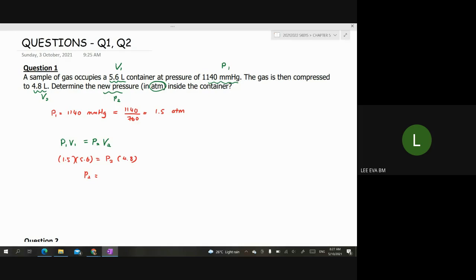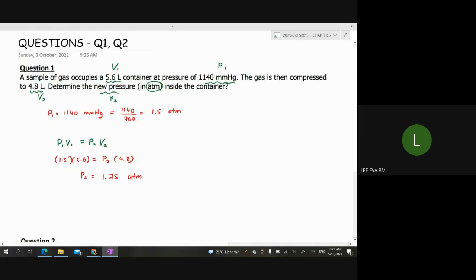Do the others agree? Agree. Okay, don't forget the unit, very important. No unit means the answer is wrong. So the new pressure is 1.75 ATM. So very straightforward for these questions. We'll start from the easier ones to the difficult ones, step by step.